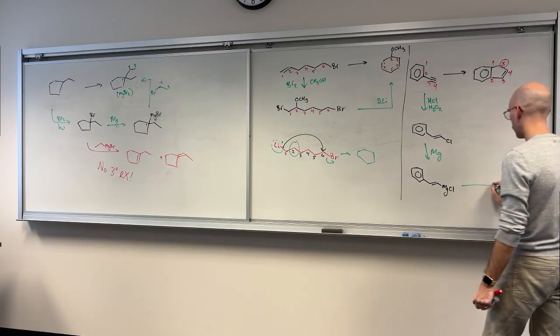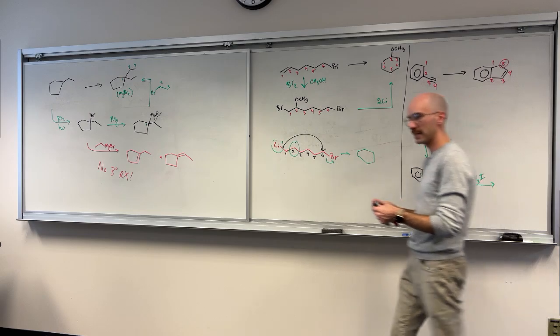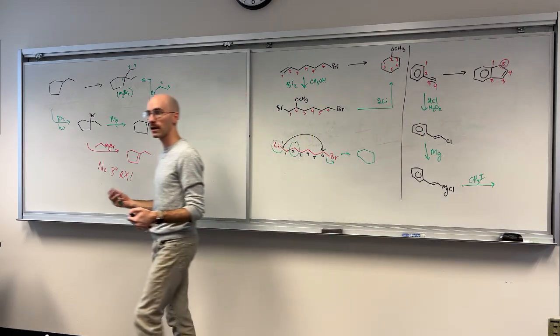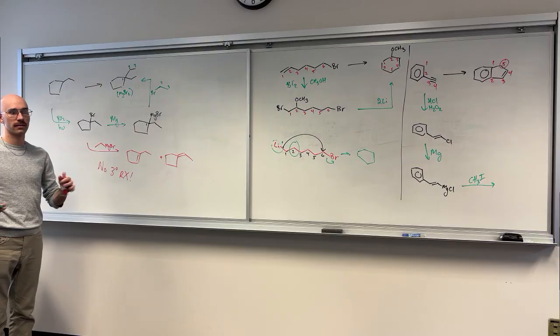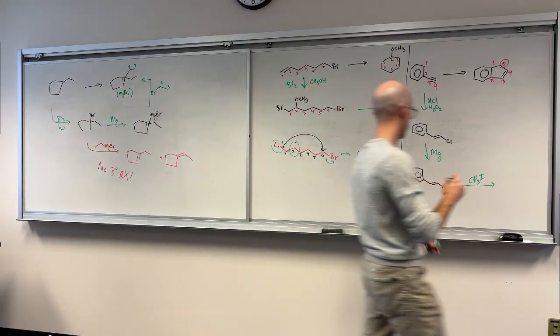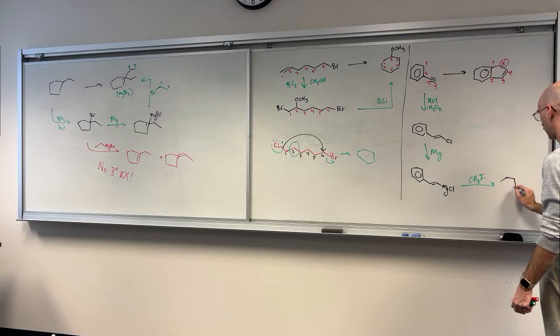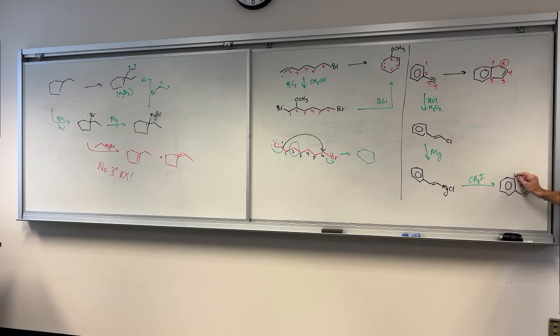I add a 1 carbon electrophile, methyl iodide, methyl bromide, methyl chloride, methyl tosylate. And I end up increasing my carbon chain. Now I've got position 5.